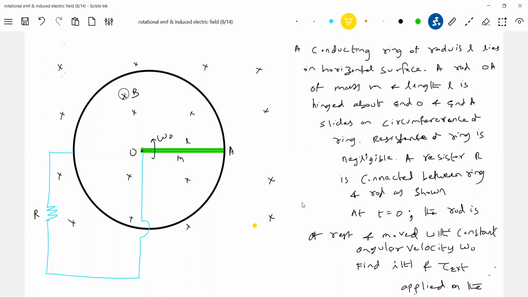So there's a small change there. What is it? At t equals 0, the rod is at rest and is then moved with a constant angular velocity omega. The same previous thing, I'm going to move the rod with a constant angular velocity omega. What would be the external torque I should apply? If you are smart enough, you should convert the previous problem's idea into this problem. The rod is moved with a constant angular velocity.